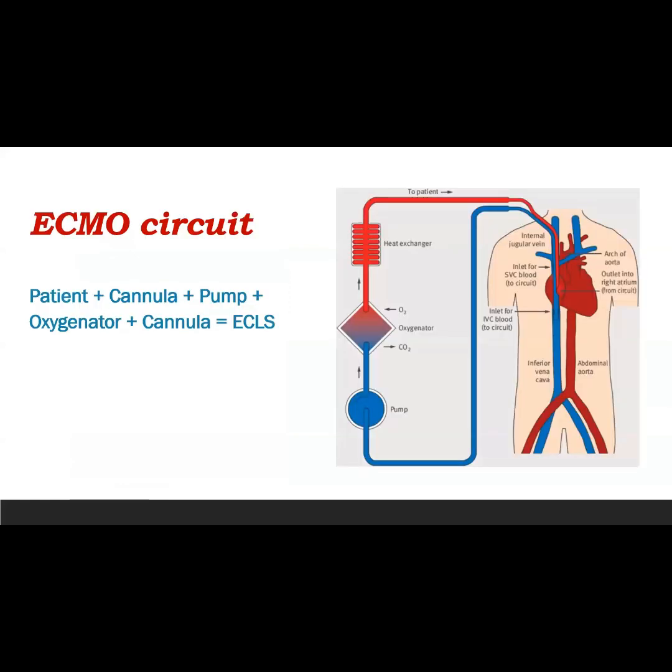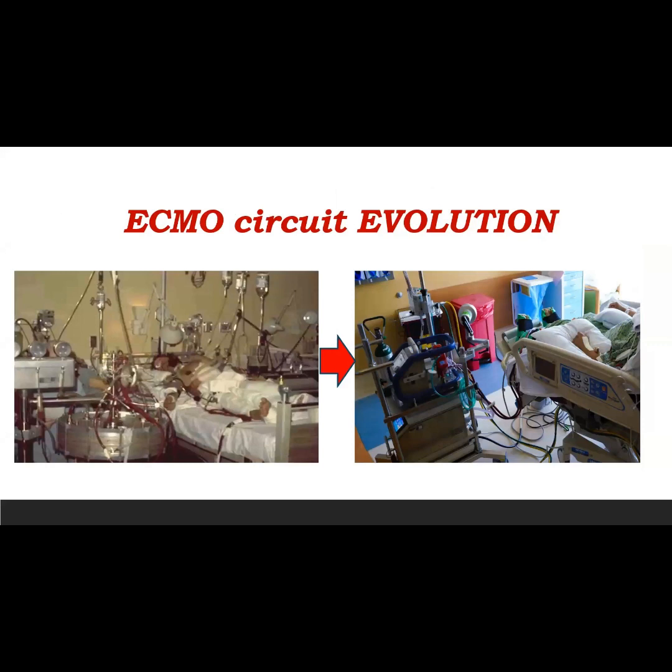The ECMO support comprises the patient, the cannula which drains blood from the patient to the pump in the machine, which circulates the blood through the system, and an oxygenator which oxygenates the blood of the patient, and through the cannula it goes back into the patient. All of this comprises ECLS or extracorporeal life support. ECMO has evolved from 1971, which covered a whole room with the patient, to just a cart in your room that helps you with your oxygenation.